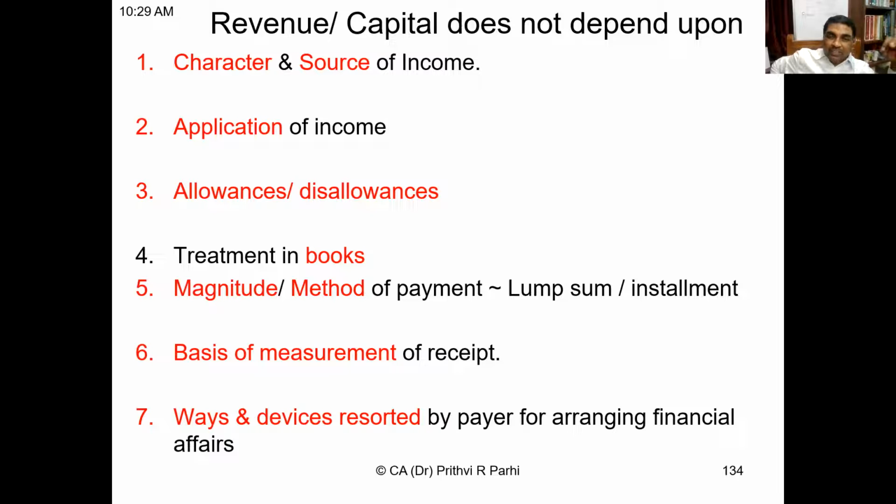Then the ways and devices resorted to by the payer for arranging financial affairs, how he has arranged his financial affairs. He might have taken a loan, maybe a long-term loan or a short-term loan. All these things don't matter. Whether an item is of revenue or capital nature doesn't depend upon all this.